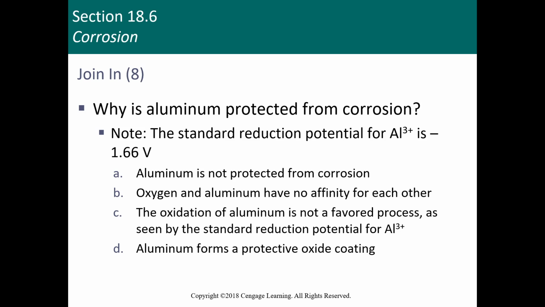So why is aluminum protected from corrosion? Well, the standard reduction potential for aluminum 3 plus is 1.66 volts. The aluminum forms your protective oxide coating, doesn't it? The aluminum itself will quite readily be oxidized if it doesn't have anything to protect it. But luckily it forms a protective coating, the aluminum oxide, that will prevent it from further corrosion.